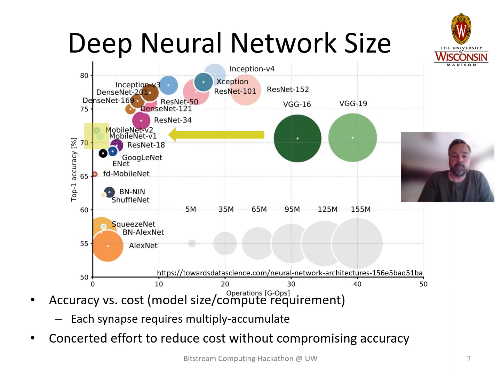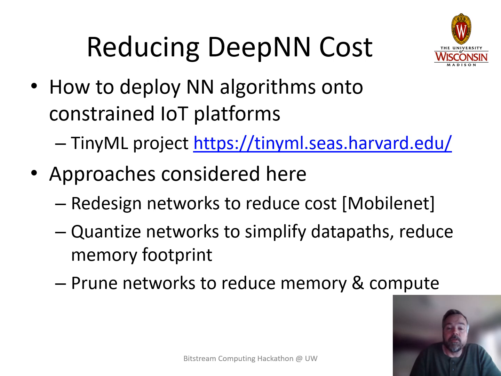Given this growth in the size of neural networks that are very accurately solving particular problems, there's been a concerted effort in the research community to reduce the cost of these deep neural networks. I want to point to one particular project, the TinyML project at Harvard, which has been focusing specifically on reducing the cost of these so that they can be deployed on very energy constrained, cost constrained IoT platforms. And this hackathon is also focused on this same space.